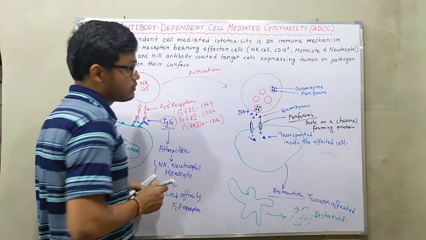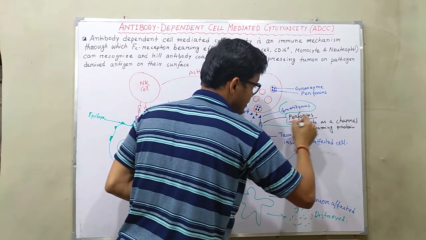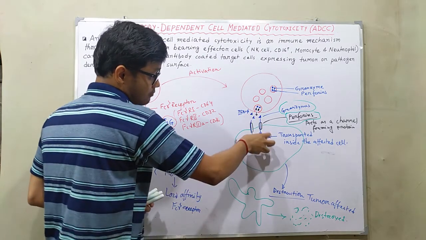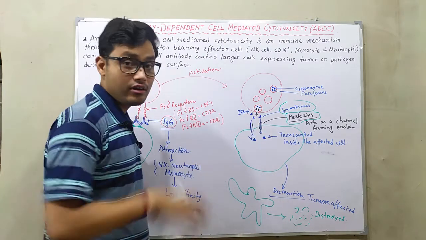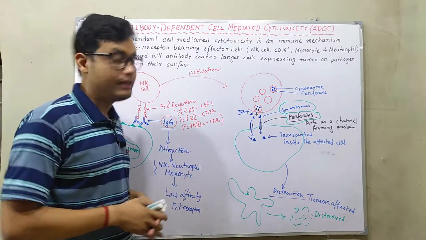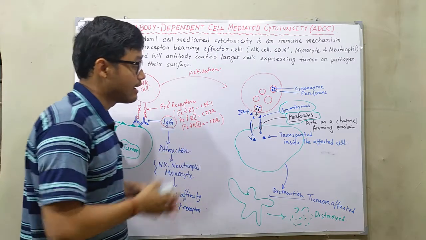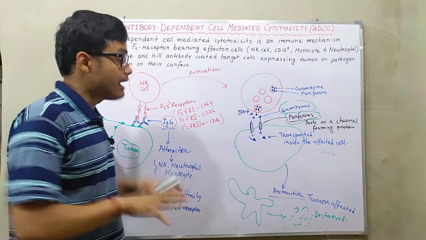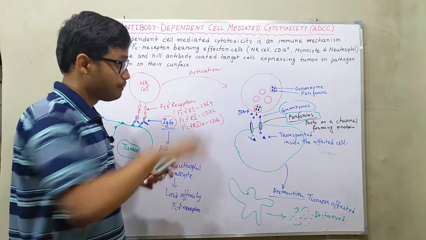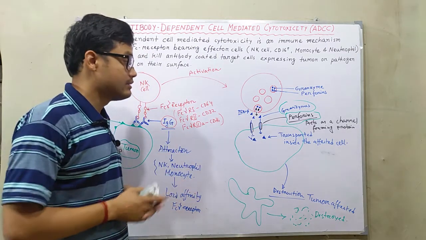So granzymes and perforins play a crucial role in the destruction of the tumor affected cell, cancer affected cell or viral affected cell. These granzymes and perforins act on the target cell, and this target cell is destroyed in our system, and thus the affected cell is eliminated from our system.